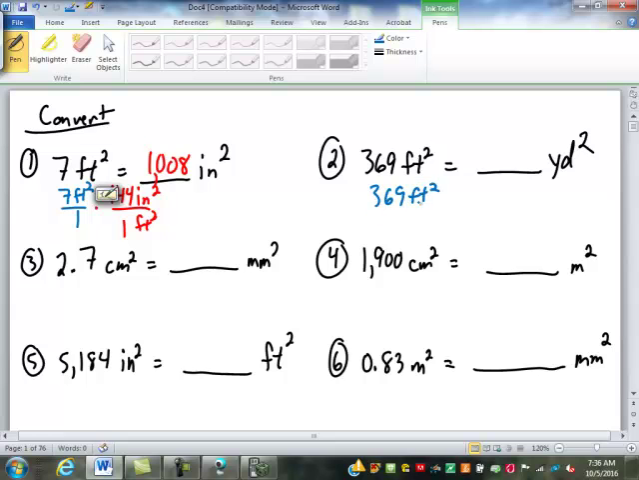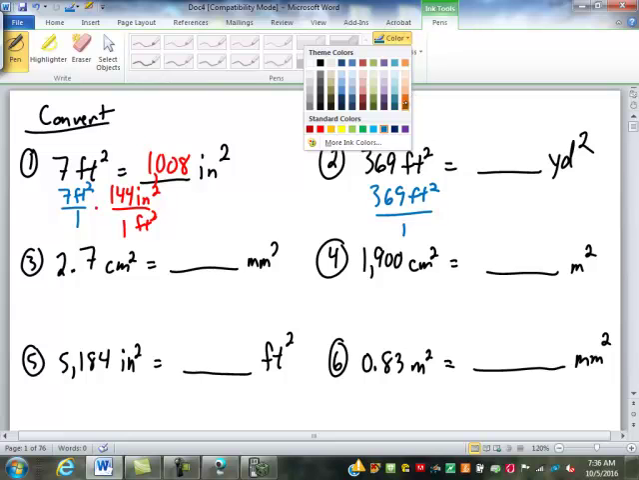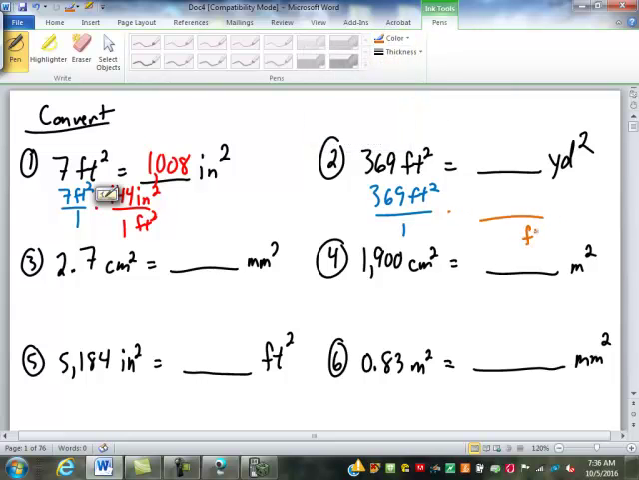369 square feet into square yards. What's the equivalence between square feet and square yards? I'll give you the hint. The larger unit is always 1. So which one's larger, a yard or a foot? Yard. So square yard's bigger, so that's 1. 1 square yard is how many square feet? 9. So yes, that is 41. Because since that's on bottom, it's telling us we're dividing.